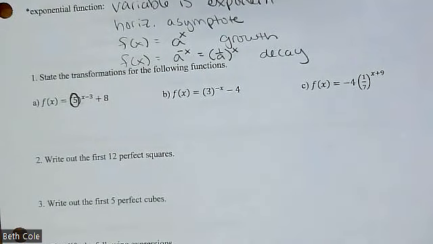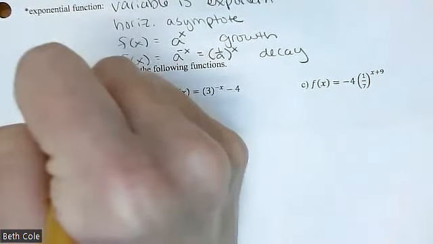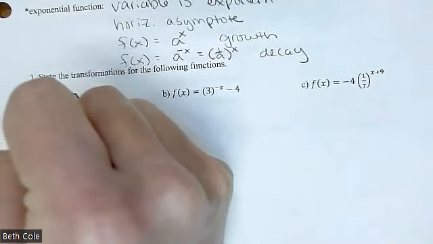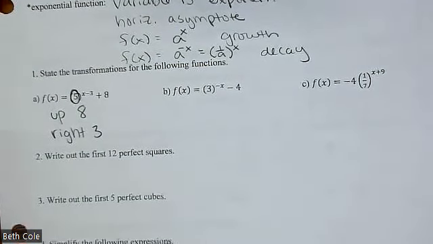But what are the other transformations? Up, down, left, right, reflect. Up 8. And I heard somebody say right as well. We went up 8 and right 3. Left and right is inside the function and it's kind of backwards. So it was right 3. We're just reviewing our transformations. It's just that we're applying them to an exponential function.